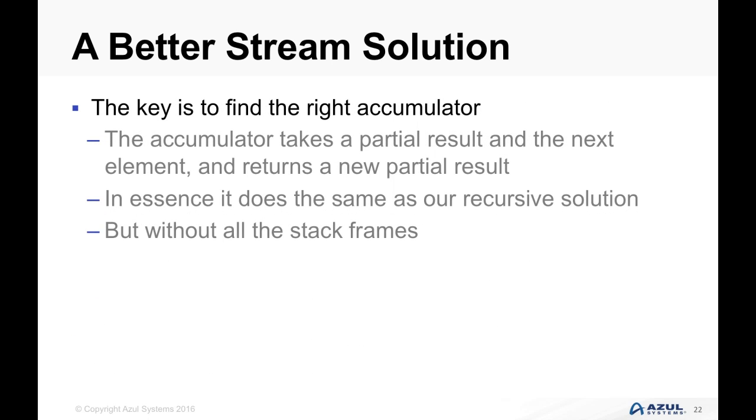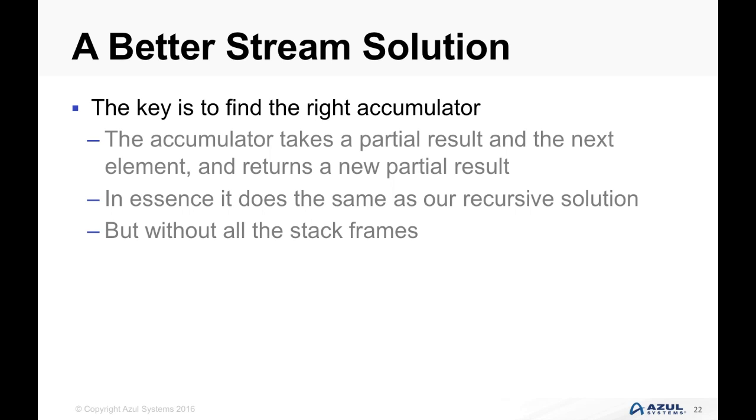So then we say, right, how do we solve this problem? We need to figure out what the accumulator is in order to use the reduction. And again, if you look at the documentation for reduce, you will see that the accumulator takes a partial result and the next element in the stream and returns a new partial result. If you go back to what we did with the recursive approach, you'll find that's a very similar description, except this time we're not generating stack frames because we're not doing it explicitly recursively. We're using the stream to do that for us, in effect the same thing.